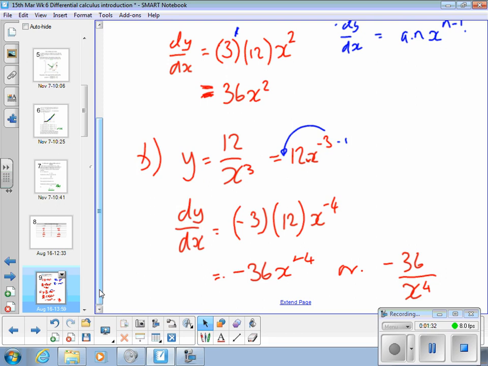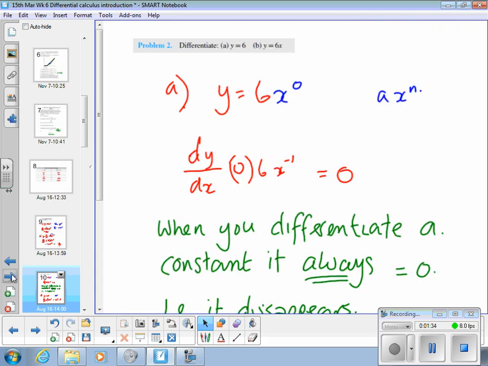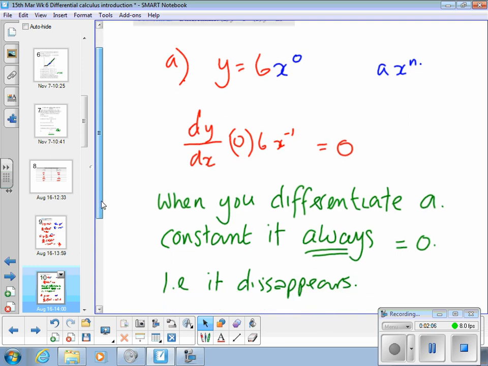Then we had a look at a couple of special cases. What happens if we differentiate a constant, for example 6? Any number to the power 0 is equal to 1, so we can multiply the constant by x to the 0 and not change it. We then differentiate and we end up with 0 times 6 times x to the minus 1. Well, 0 times anything is 0. So if you differentiate a constant, it just disappears.